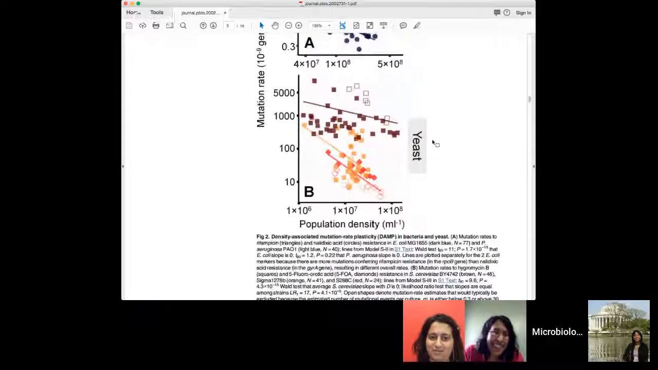So with yeast, they've got these different strains of Saccharomyces. And so they've got 3 strains. The squares are going to be mutation rates to get hygromycin resistance. The diamonds are going to be mutation rate to get the FOA resistance. And then they've got brown, orange, and red in terms of the different strains of Saccharomyces.